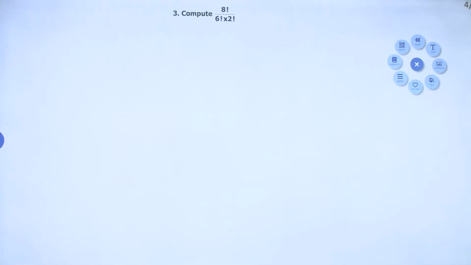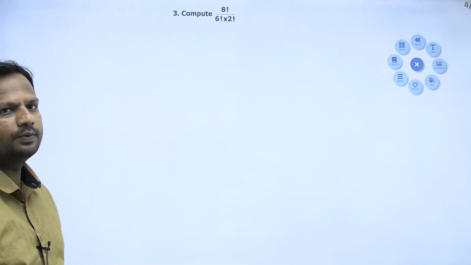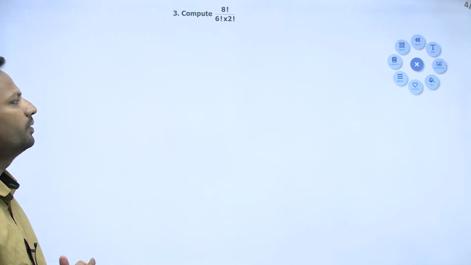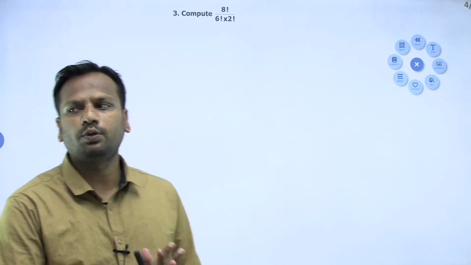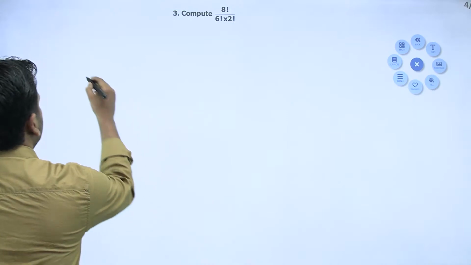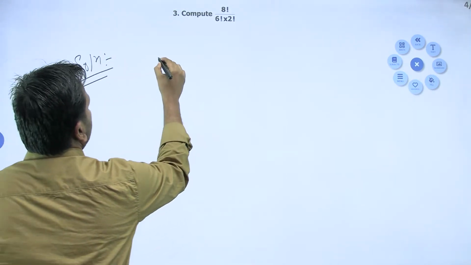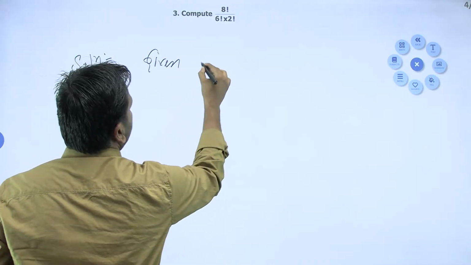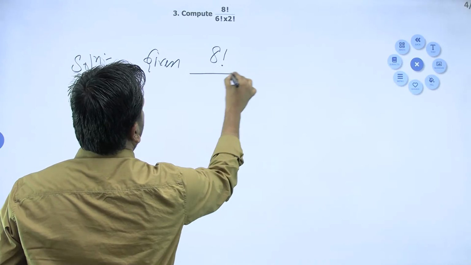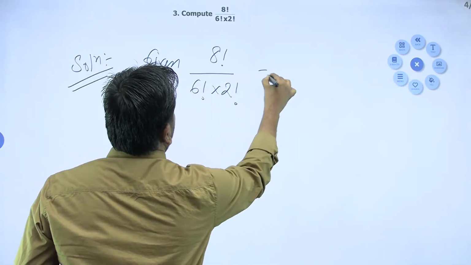Let me go with the third problem, students. Again, it is a simple one. We have to compute a quantity here. What is the quantity here? 8 factorial divided by 6 factorial into 2 factorial, right? So first you write down the given quantity, students: 8 factorial divided by 6 factorial into 2 factorial.